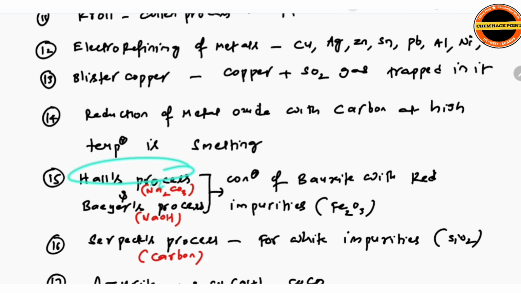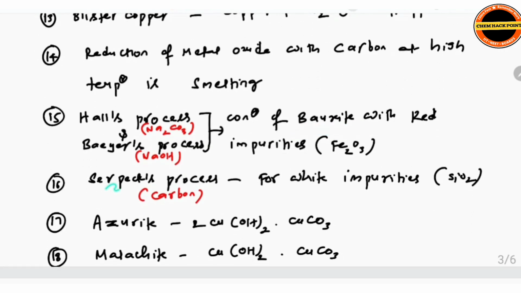So Hall's process: bauxite is the ore of aluminium. In Hall's process we use the chemical Na2CO3. This particular process is used when bauxite has red impurities like Fe2O3. Even Bayer's process, where NaOH is used, is also used to remove red impurities present in bauxite, mainly in aluminium extraction.